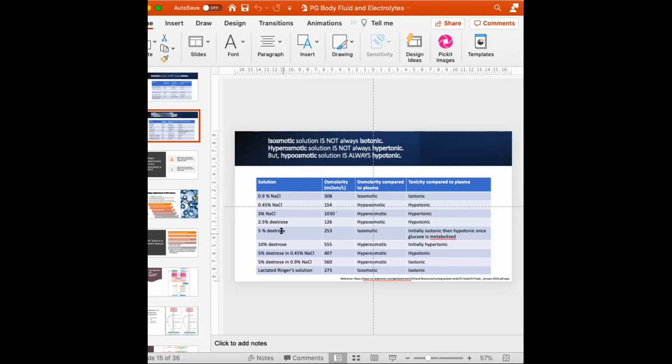Similarly, if you have a higher concentration of dextrose solution, for example, 10% dextrose, initially it is hypertonic because it is hyperosmotic and it is non-penetrating. But then once it is metabolized, depending on how much the cells take up the glucose, it will slowly be changed into isotonic and then probably hypotonic afterwards. Okay, so sorry for the confusion from yesterday.